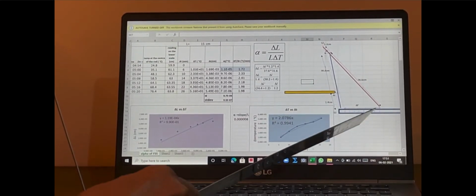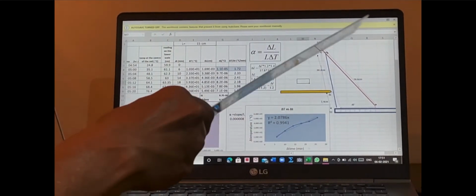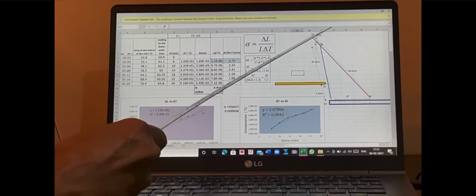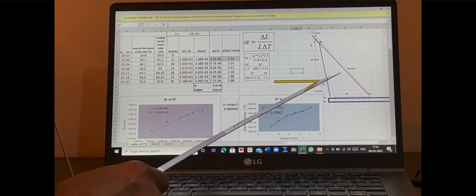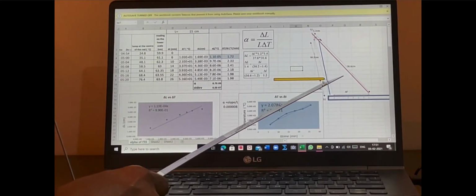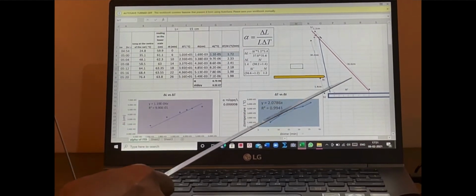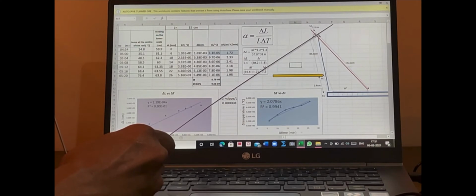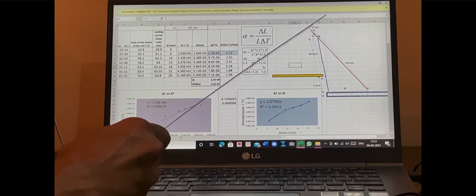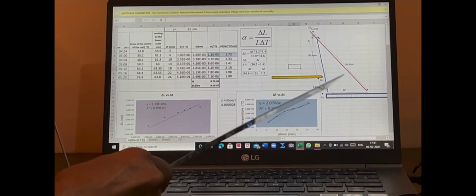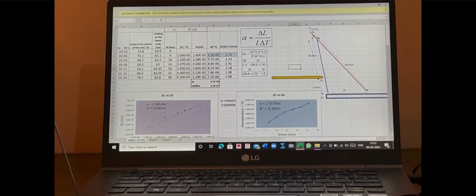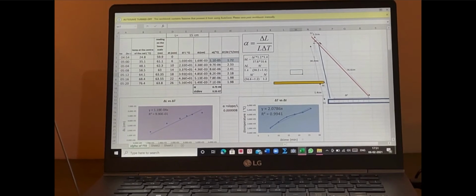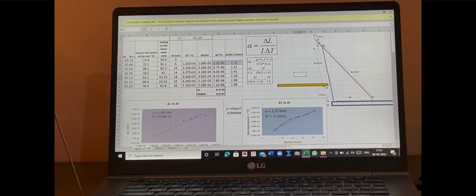The schematic diagram of this apparatus is over here, which is showing the end of this rod. This is your first lever, which was touching the end of the rod, and after expansion it has gone to the solid line. The second lever was touching the first lever at this point. The dotted line is the original position and the solid line is the final position. The reading from the scale will help you in finding out the coefficient of expansion.